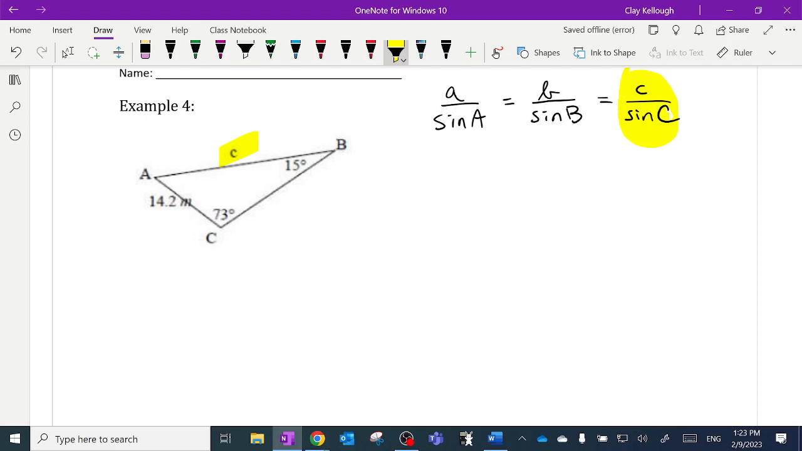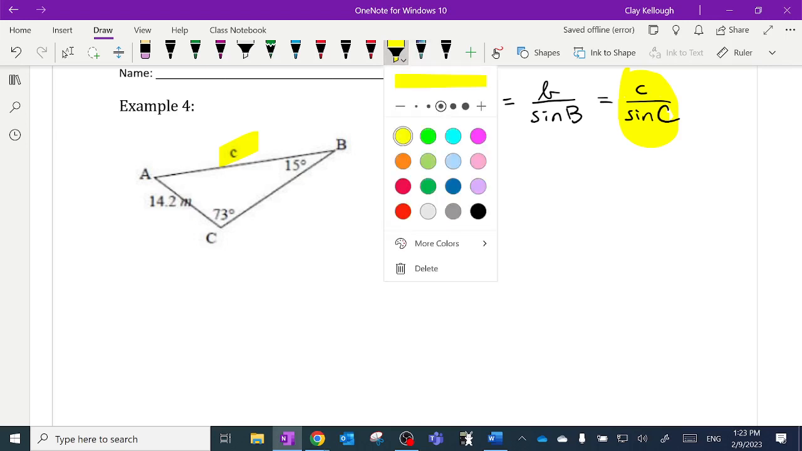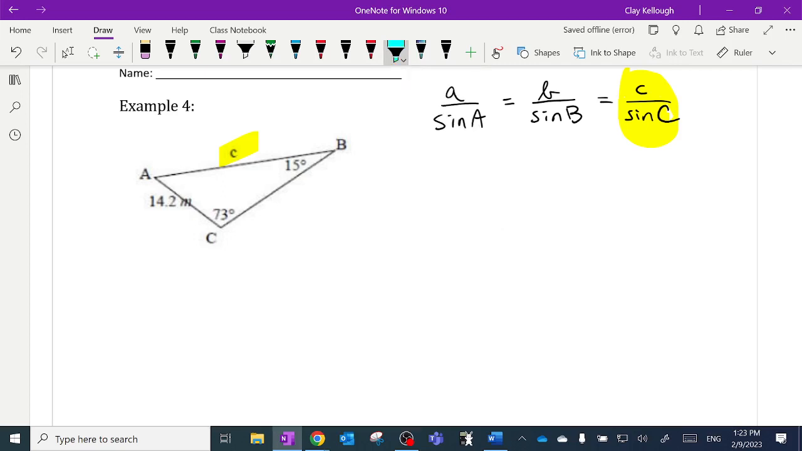Now I told you I only ever use 2 out of the 3 parts of the ratio. So which other part do I want? Well, notice I'm going to use a different color. Ooh, blue. There. Notice I know angle B, and I haven't labeled it yet, but this is side B, and I know that. So I need to use this part and the yellow part. I need to use those 2 parts. So I'll just write them by themselves. In fact, I'm going to rewrite them. I'm going to put C over the sine of C is equal to B over the sine of B.